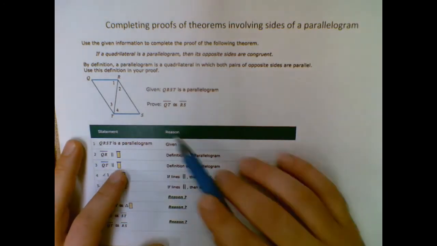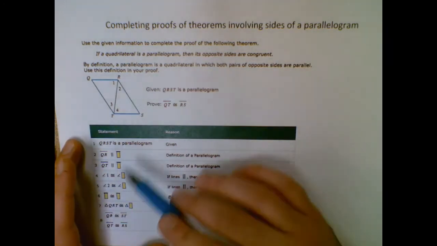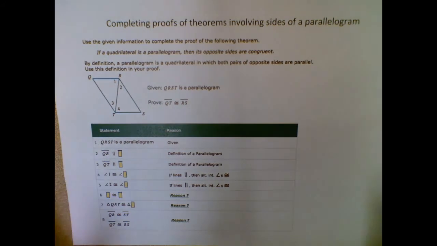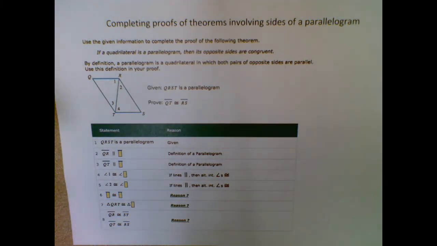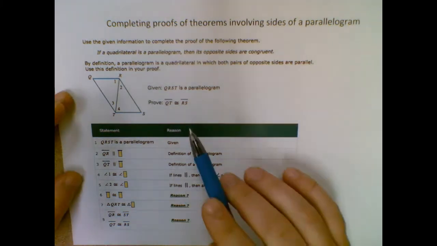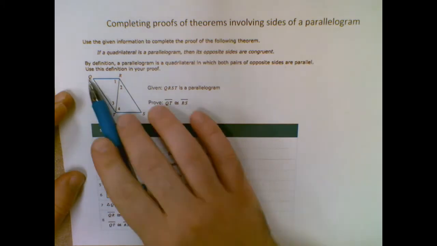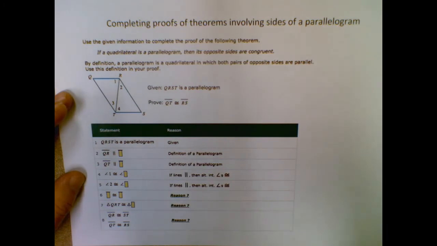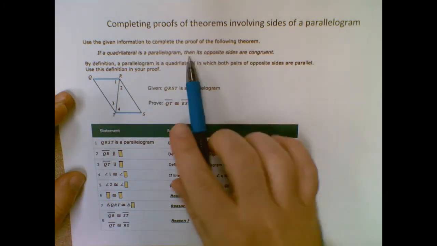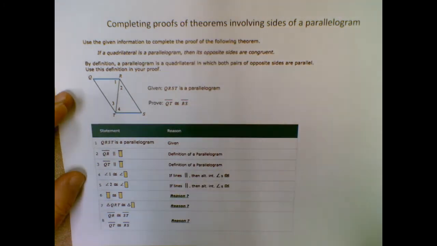This one is not a full proof, it's just filling in the missing pieces. It helps you visualize how you should approach this one. There are a lot of different orders you could do, so this will help guide you. End goal, I want to prove that QT is congruent to RS. That's what I'm trying to go for.